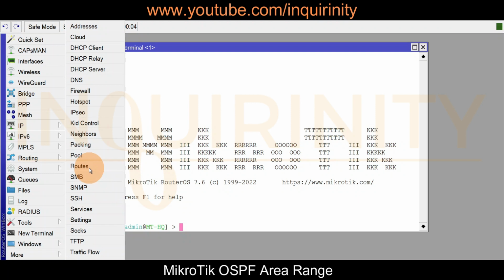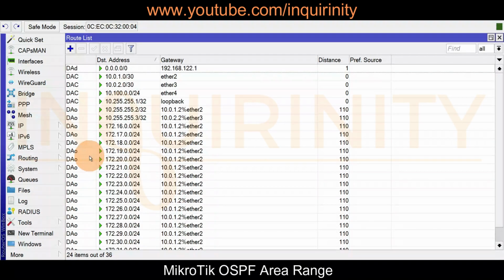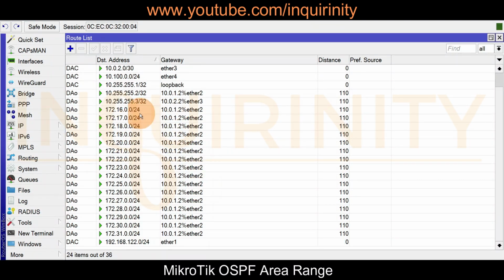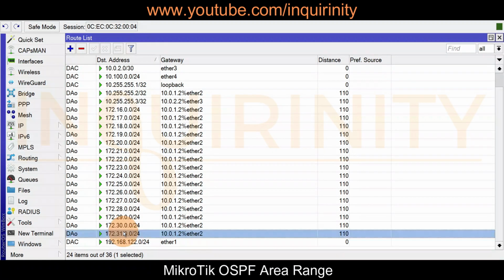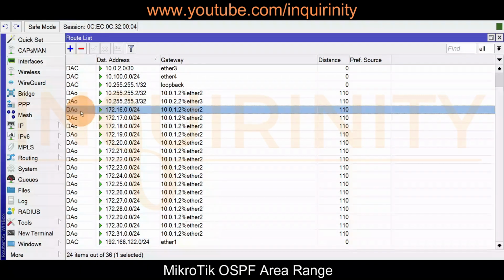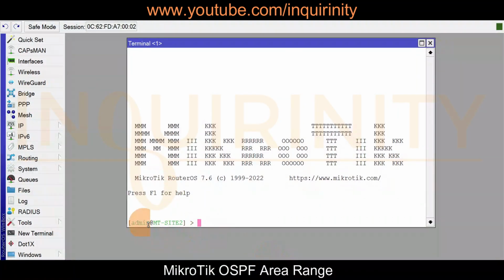So now if you go to our HQ router and take a look at the IP routes, or the routes learned from our neighbors, you'll notice you have a bunch of subnets that were learned from our neighbor, specifically our Site 1 local area networks, from 16 down to 31. As you notice, it has a route flag of DAo, which stands for Dynamic Active OSPF. Likewise, our Site 2 router will also learn our new local area networks from our Site 1.